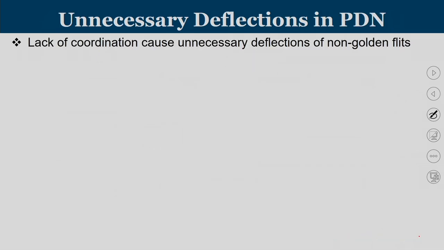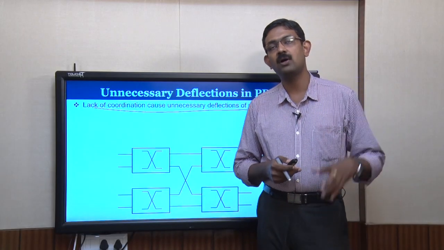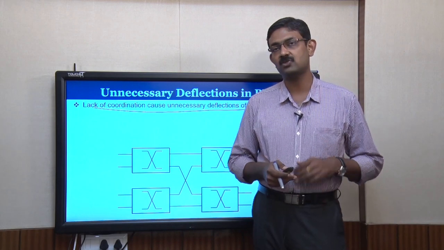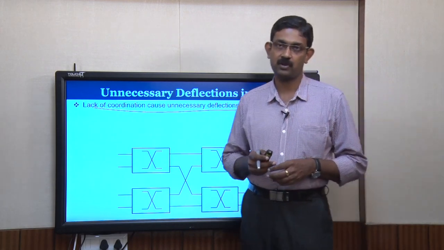Now, the third problem that we see in the conventional CHIPPER router architecture is a lack of coordination that causes unnecessary deflection of non-golden flits. We have seen that in the CHIPPER architecture, flits are prioritized by giving a golden status. One of the flits, the highly old flit, is given a status known as golden flit, and the golden flit always gets the productive port.